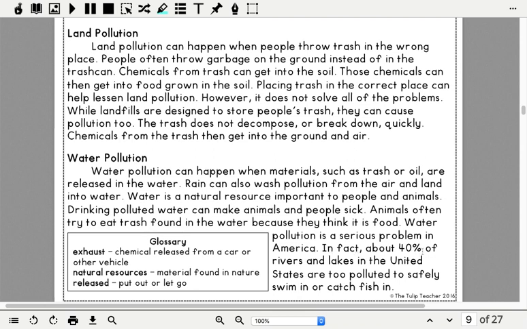In fact, about 40% of rivers and lakes in the United States are too polluted to safely swim in or catch fish in.